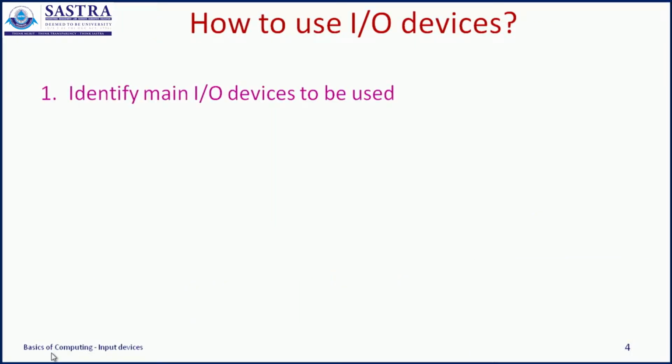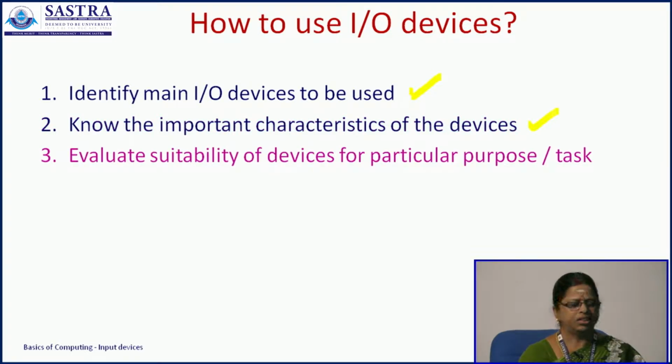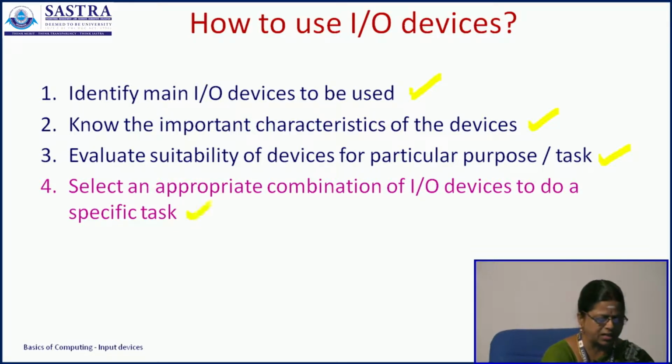How to use the I/O devices? First of all, we need to identify what are the main I/O devices to be used. Next, we should know the important characteristics of these devices. Third, we should evaluate the suitability of the devices for a particular purpose or task. Fourth, we should select an appropriate combination of I/O devices to do a specific task.